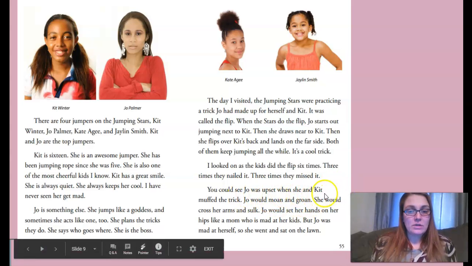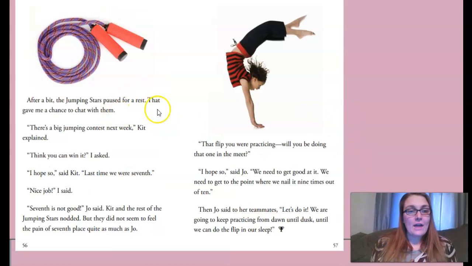You could see Jo was upset when she and Kit muffed the trick. Jo would moan and groan. She would cross her arms and sulk. Jo would set her hands on her hips like a mom who was mad at her kids. But Jo was mad at herself, so she went and sat on the lawn. After a bit, the jumping stars paused for a rest.